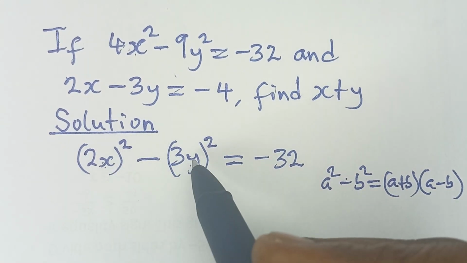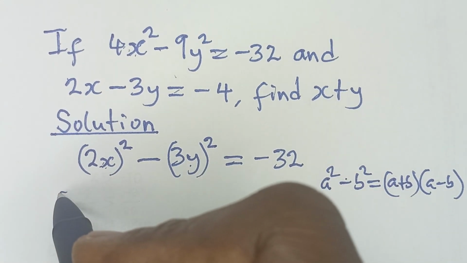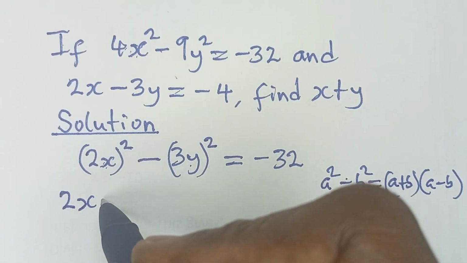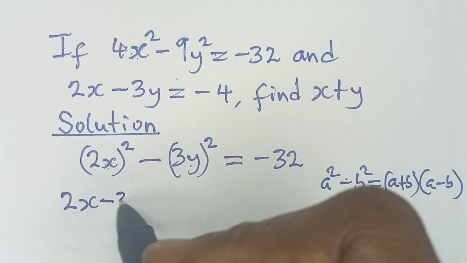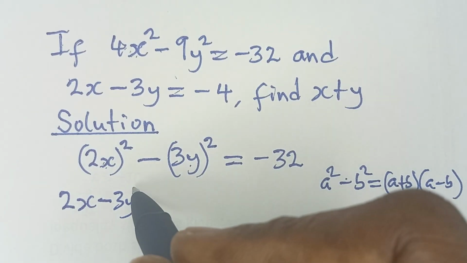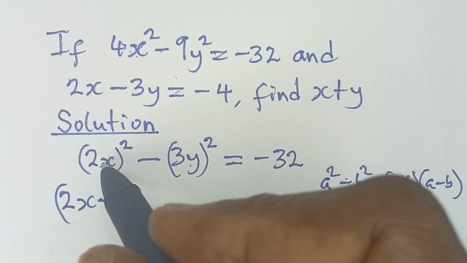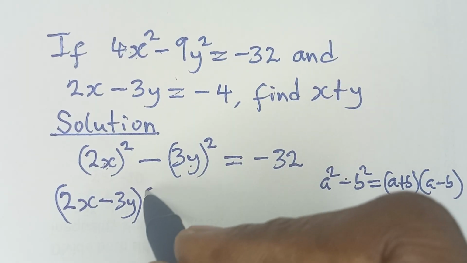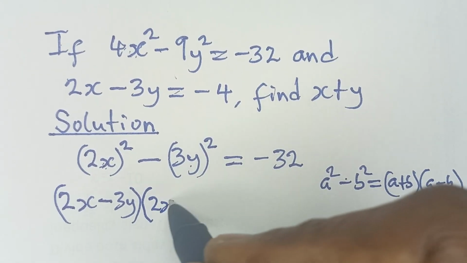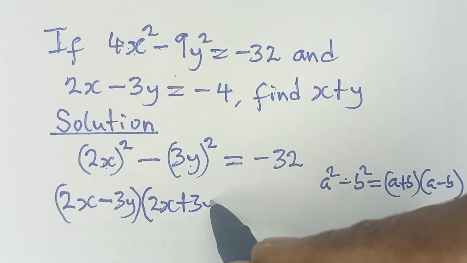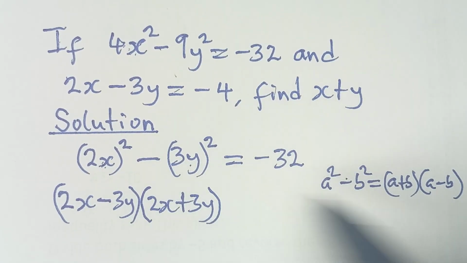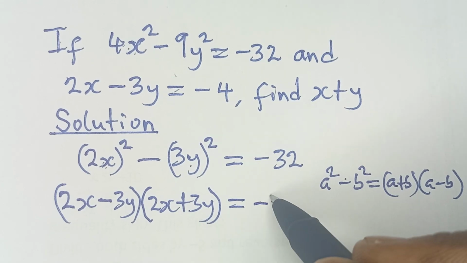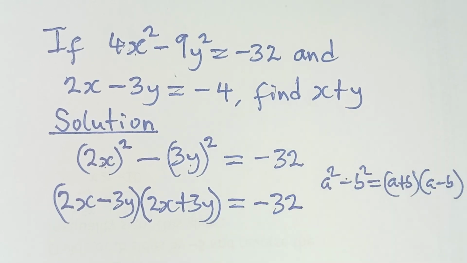Similarly, since we have a difference of 2 squares here, we can simply say 2x minus 3y enclosed in a bracket, that you take the terms that are squared and then you subtract them enclosed in a bracket. And then you also say 2x plus 3y and then you enclose in a bracket, just like we said here. And that will be equal to negative 32.